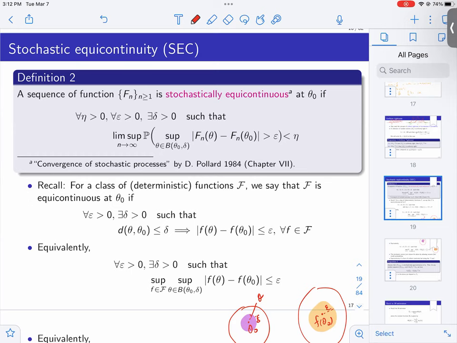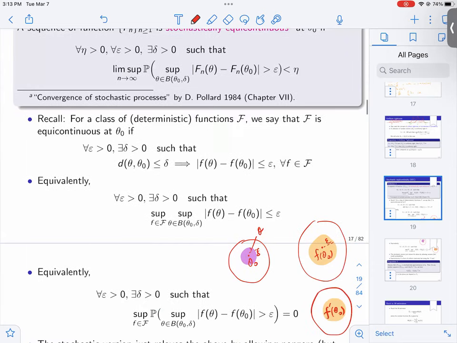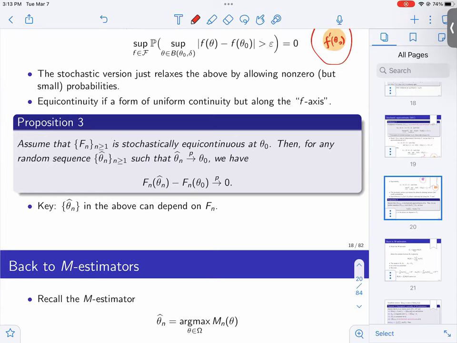What I care about is the consequences of it, not the definition. If you have a class of functions that is stochastically equicontinuous, how to show it is a different story. But if you have a class of functions with this property, a very good thing happens, and this is the result. If you have a sequence which is stochastically equicontinuous at theta naught, and another sequence that converges in probability to theta naught, then I apply the random functions to these sequences, each one applied to the corresponding element, and the difference between f at the sequence and f at theta naught converges to zero in probability. So I can replace this with theta naught, and that's really helpful.